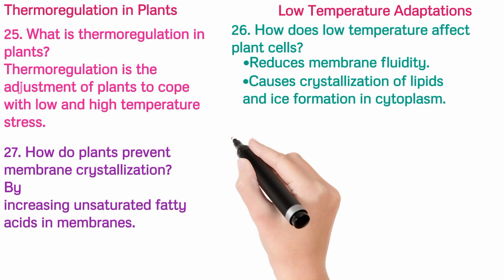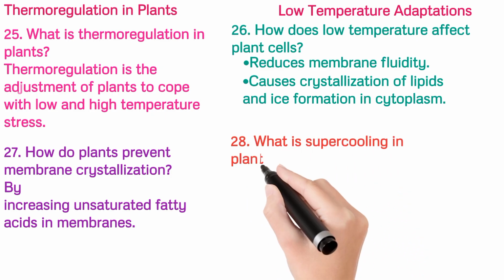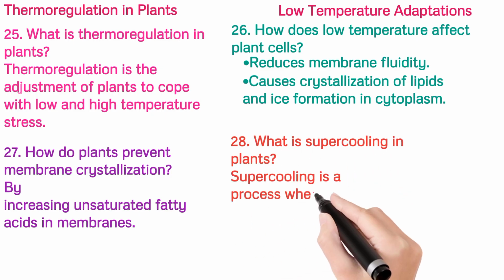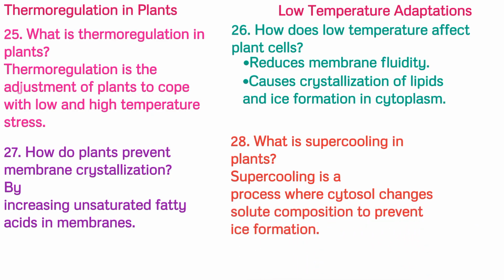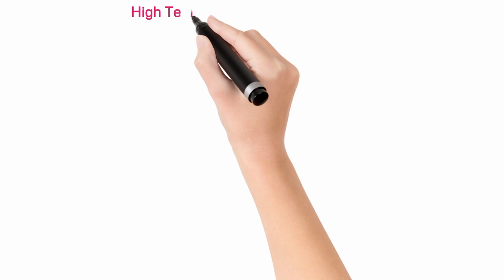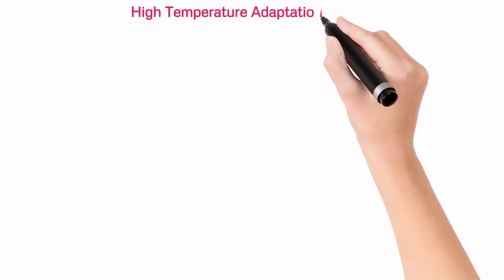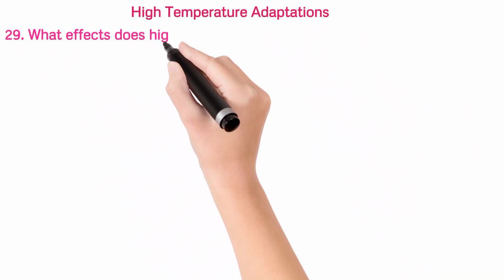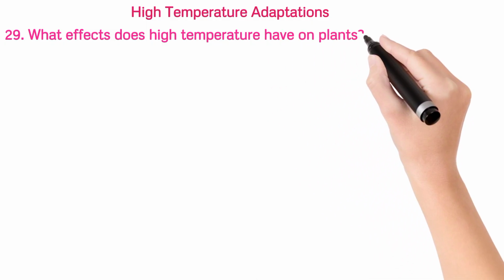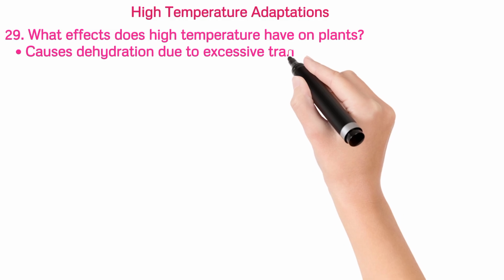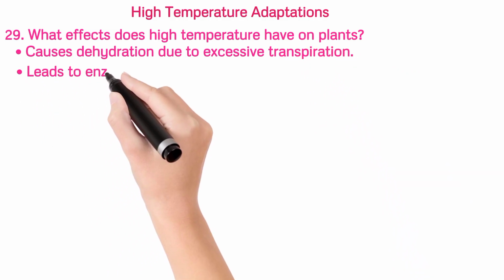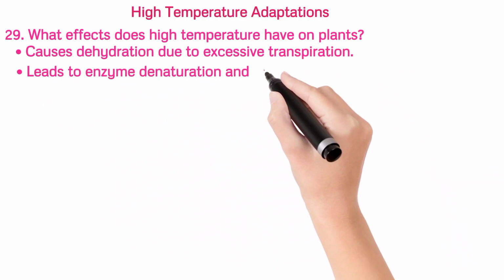28. What is supercooling in plants? Supercooling is a process where cytosol changes solute composition to prevent ice formation. High temperature adaptations. 29. What effects does high temperature have on plants? Causes dehydration due to excessive transpiration. Leads to enzyme denaturation and metabolic damage.